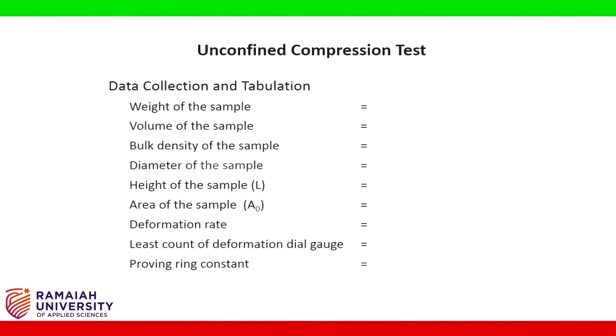Data collection and tabulation. Weight of the sample, volume of the sample, bulk density of the sample, diameter of the sample, height of the sample L, area of the sample A0, deformation rate, least count of deformation dial gauge, proving ring constant are noted.